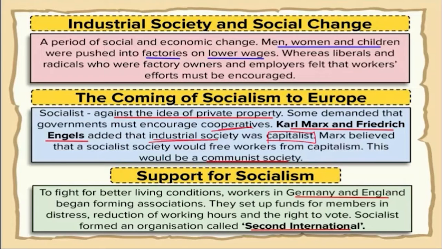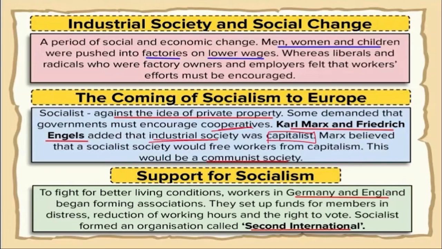Now, Karl Marx believed that a socialist society would free workers from capitalism. If there is a socialist society where there is no private property and no private factory owners, what will happen? Workers will get more privileges, rights, good wages, and fewer working hours also. So they would be free from the struggles of capitalism. They would not have to face capitalism if society is socialist. And if it is socialist and has no capitalism, that would become a communist society.